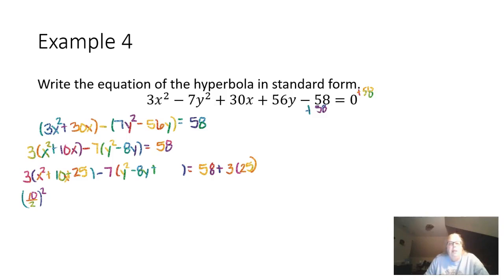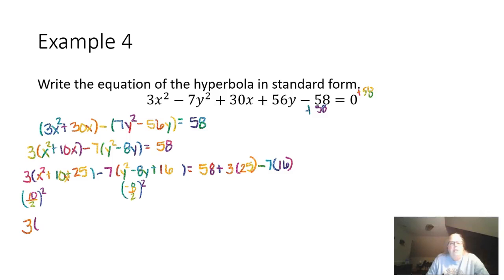I'm going to do the same thing here. We're going to take that negative 8, divide it by 2, and whatever we get, we're going to square it, and that's what we're going to add to both sides. So negative 8 divided by 2 is negative 4. Negative 4 squared is positive 16, and so we're going to subtract 7 times 16, because the 7 back here was negative, and 7 times 16 because the 16 was put in the parentheses.